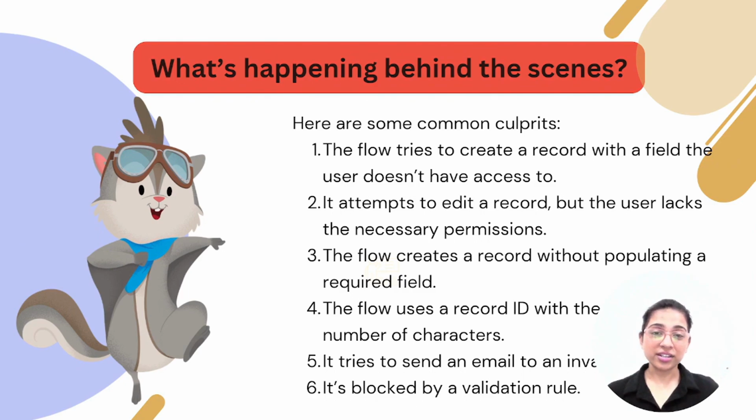1. The flow tries to create a record with a field which the user doesn't have access to. 2. It attempts to edit a record without the user having the necessary permissions. 3. The flow creates a record without populating a required field, which can happen. It is a very common mistake that developers make, right? 4. The flow uses a record ID which is incorrect or empty. 5. It tries to send an email to an incorrect or invalid email address, or maybe the email address variable is blank and there's no email present right now. And 6, a common one, it is blocked by a validation rule.